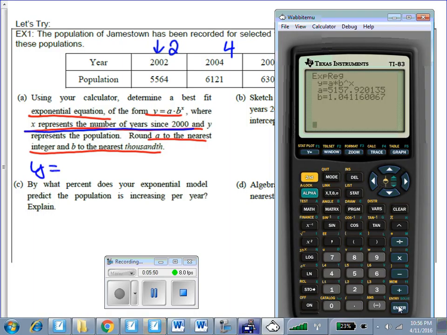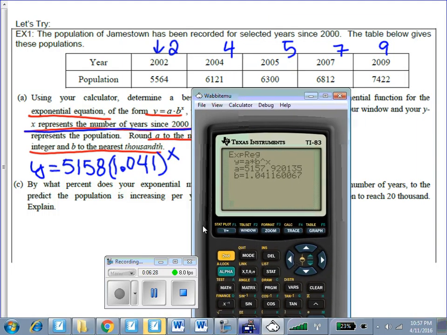Okay, so it looks like I have an A value. Now, what's really important is looking at the equation: y equals a times b to the x power. So a is the coefficient, b is the base of the exponent, and x is our variable. Okay, so it said to round a to the nearest integer. So that would be 5158, since it was 7.9. So I round that 7 up to an 8. And then times b, I'm rounding to the nearest thousandth. So 1.041 to the x power. There's my equation.